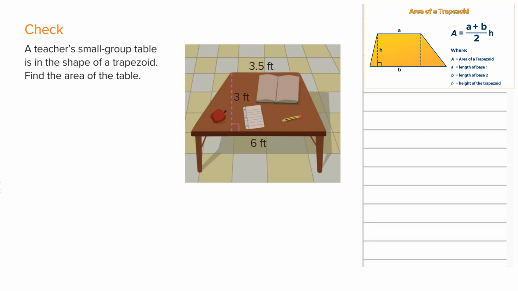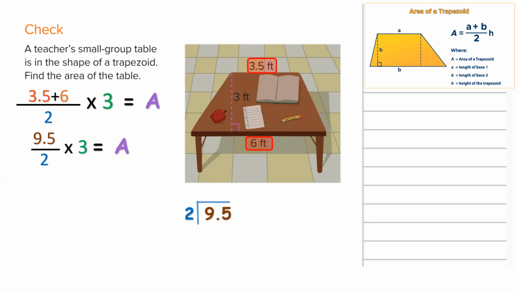All right, so hopefully we've got the hang of this by now, and you have your answer, and let's see if you have it set up correctly. So in the formula, we have base A and base B added together. So that's going to be the 3.5 and the 6. And we're going to divide that by 2 and multiply it then by the height of 3. Then we do the math. 3.5 plus 6 is going to be 9.5 divided by 2 times the 3.